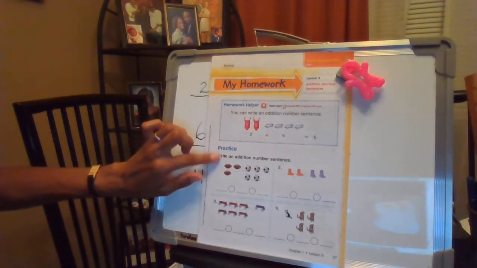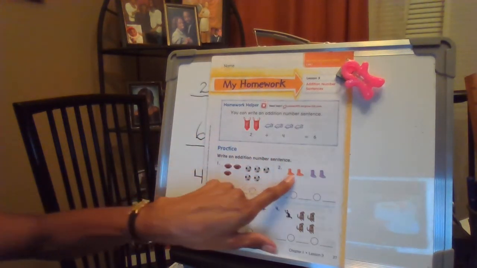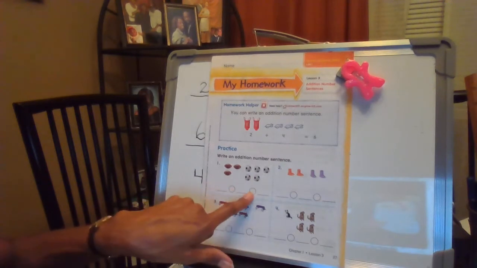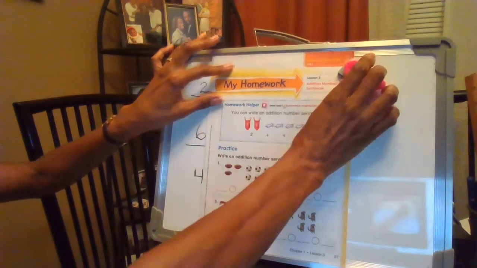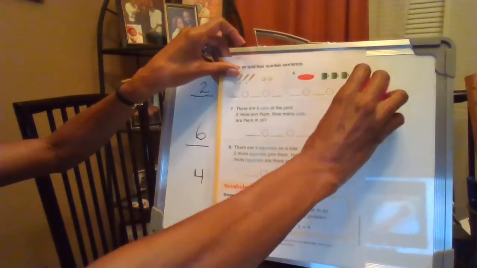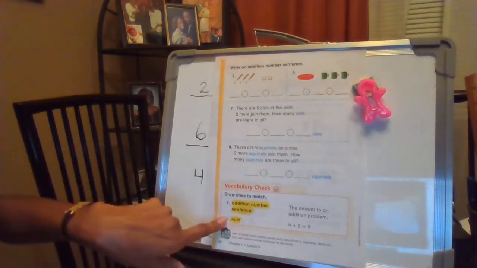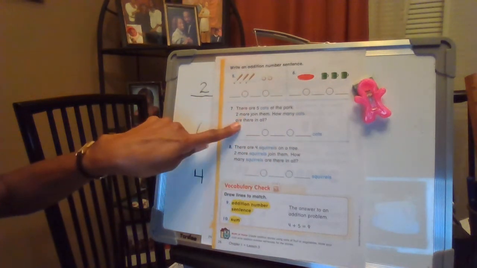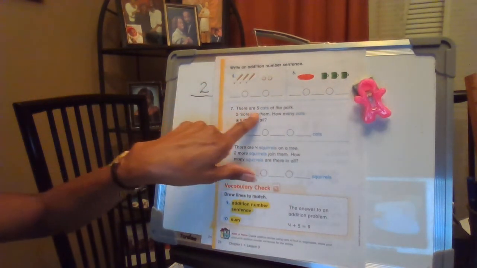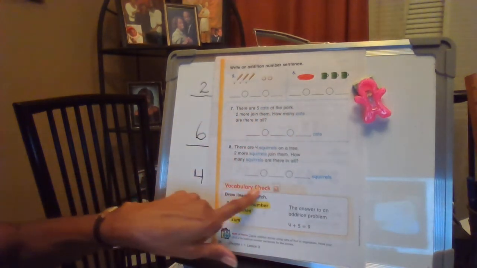And you're going to complete this practice part here. Write an addition number sentence. They already gave you the pictures. And you have to count, write your symbols, and your sum. Okay, this is page 27. Turn it over to the back. Write your name on the top. Complete numbers 5 through 10. Here you're going to write in your symbols and your numbers. Have a parent help you read this. Write in your numbers.